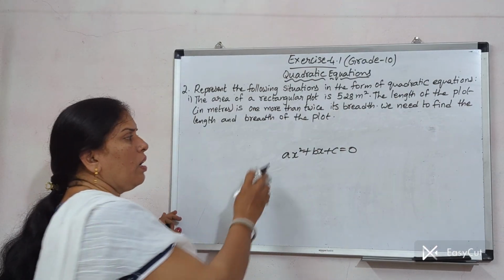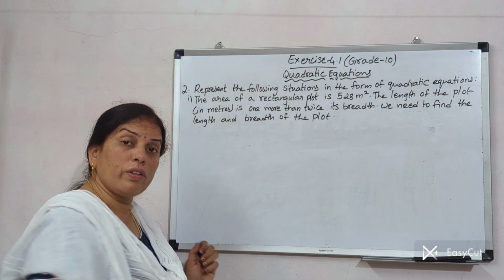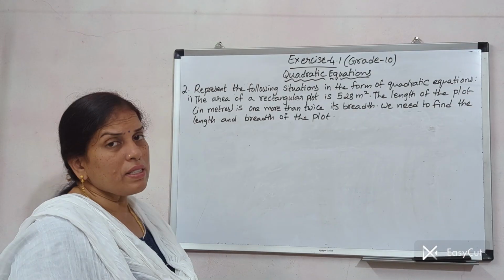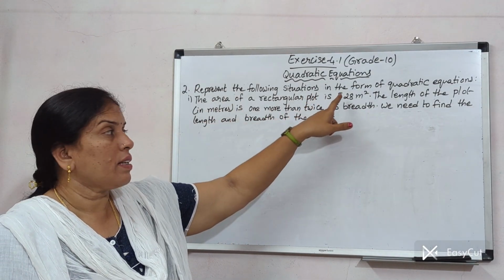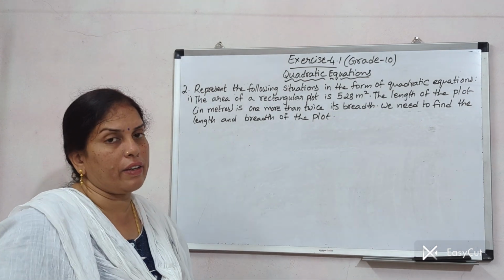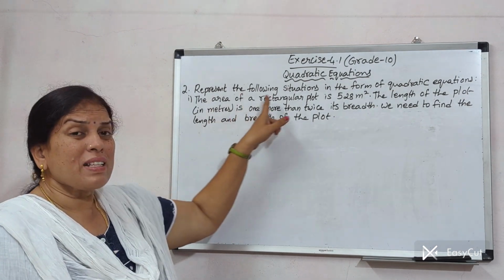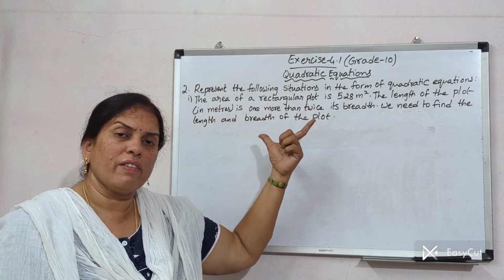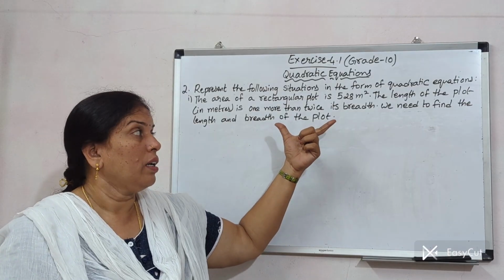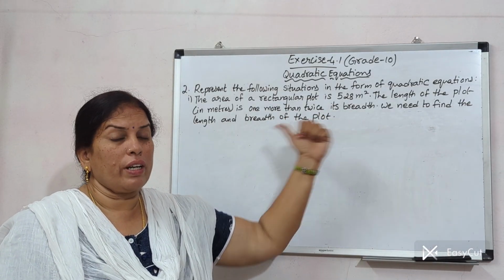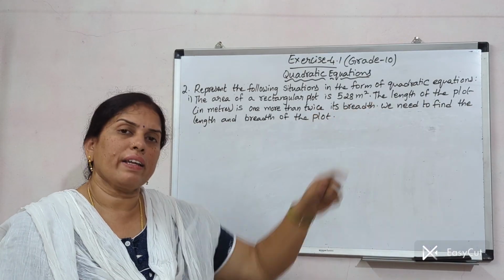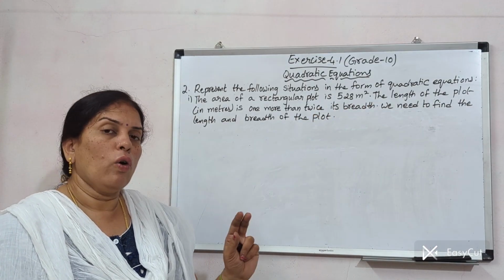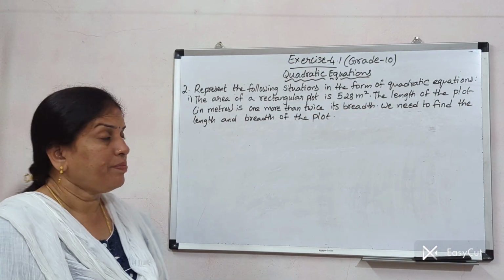Now let's go into the question. What is the question? Represent the following situations in the form of quadratic equations. They have given some situations in the question. By reading the question word to word, we must write them in the form of a quadratic equation. Understood, children? Only the quadratic equation is enough.